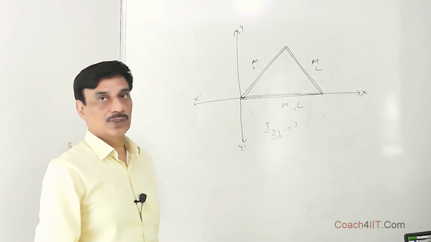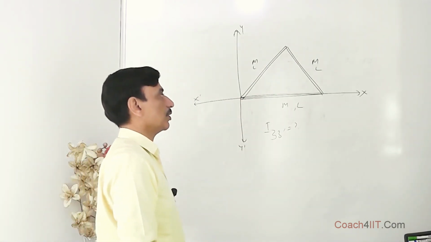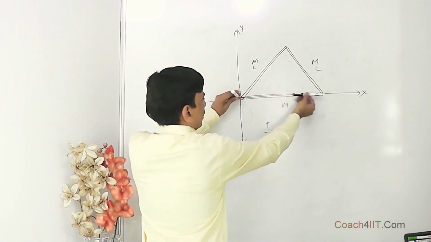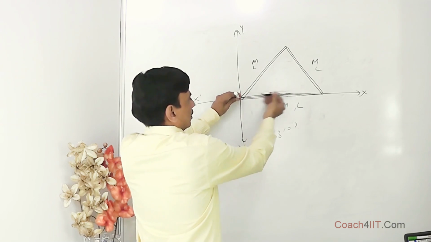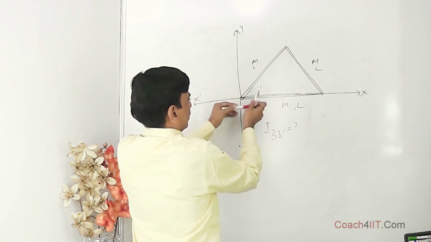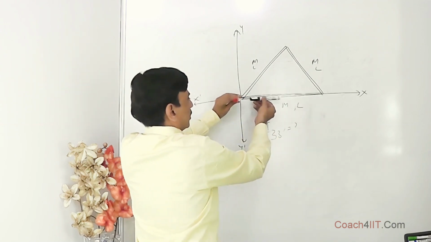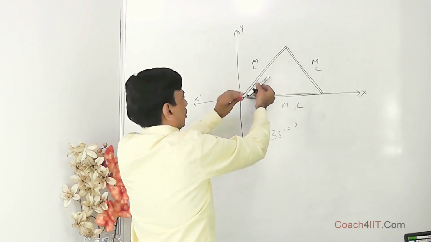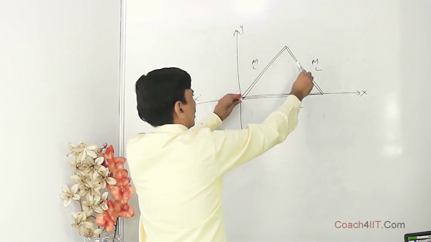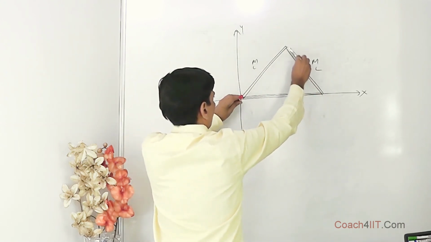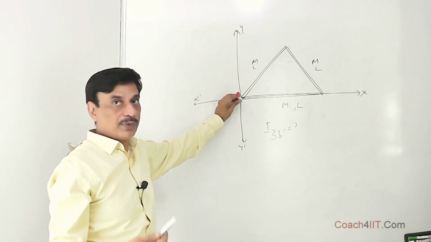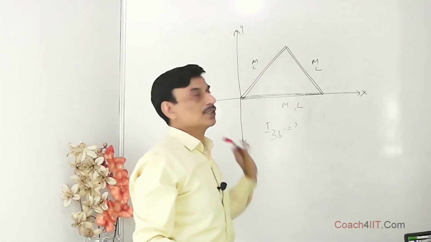One thing is sure: to find the moment of inertia of these three rods about this axis, we find the moment of inertia of each rod about this axis, one by one. Then we add the three moments of inertia and we get the moment of inertia of the system about this axis.